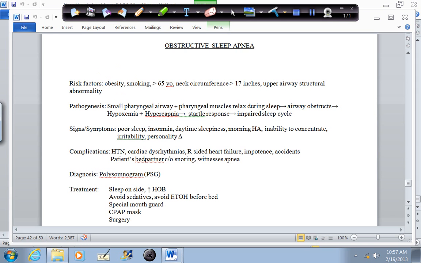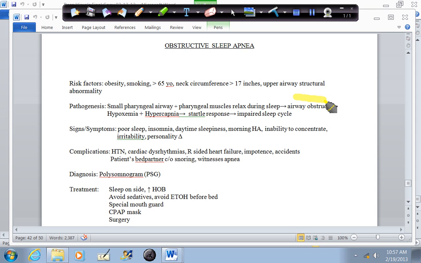So what happens here is the airway is obstructing, and now the person is hypoxemic and hypercapnic, and they're not breathing, and there's a startle response, and they'll breathe again. So they have a very terrible impaired sleep cycle. You'll see that very commonly with a person with sleep apnea.